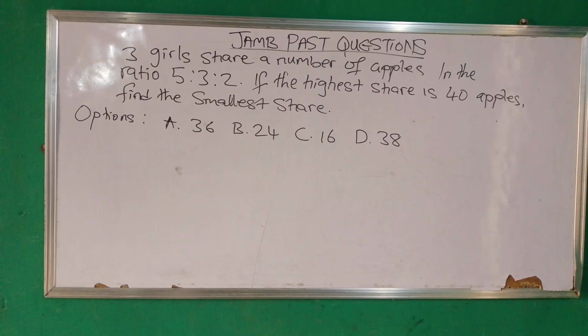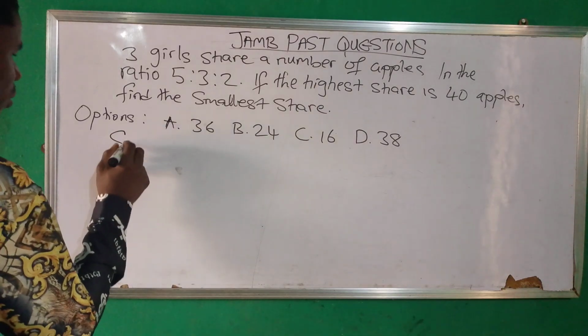Alright, now let's take a look at this other question. I think this was JAMB past question, I think 2013. Yeah, it should be 2013. Alright, the question says 3 girls share a number of apples in the ratio 5:3:2. If the highest share is 40 apples, find the smallest share.